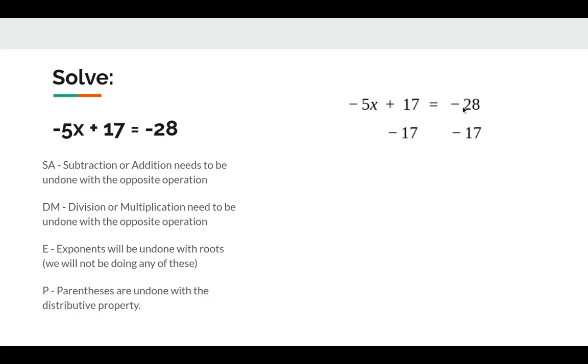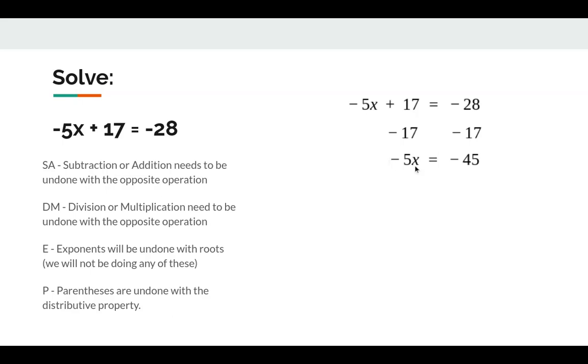On the right-hand side, I have a negative 28 and a negative 17. Now, my rule for negatives is that if we have two negatives, they're going to add and keep the sign. So negative 28 and negative 17 becomes negative 45. So negative 5x equals negative 45. Now, I took care of the subtraction and addition. Now I'm ready to do multiplication and division.